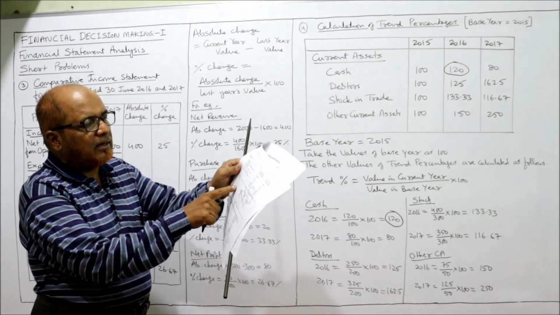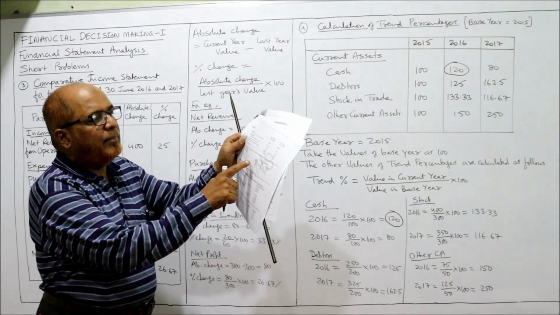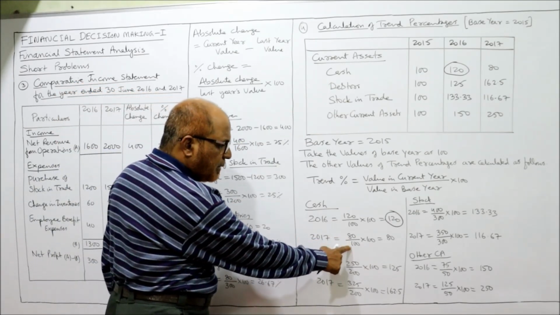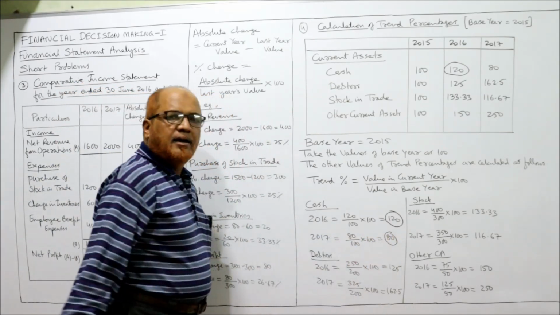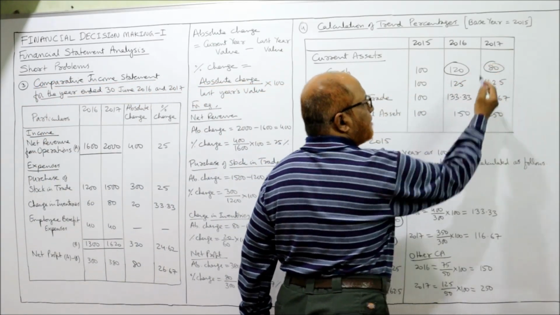Now 2017, the cash is 80. So current year cash is 80, base year cash is 100. So 80 by 100 into 100 is 80. Trend percentage is 80 for 2017, here I have taken 80.